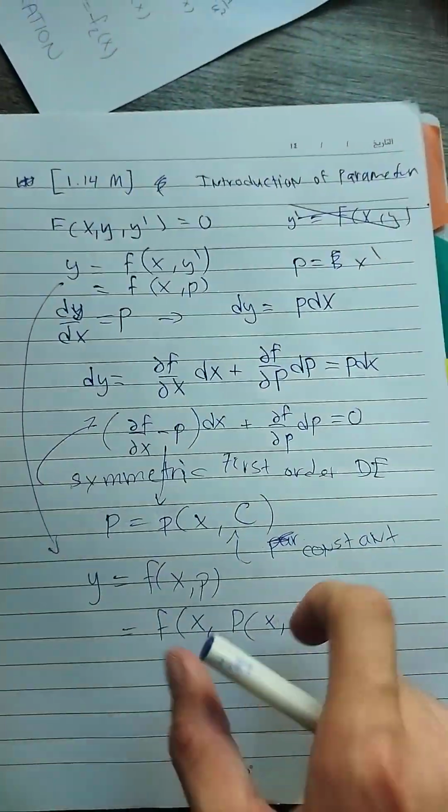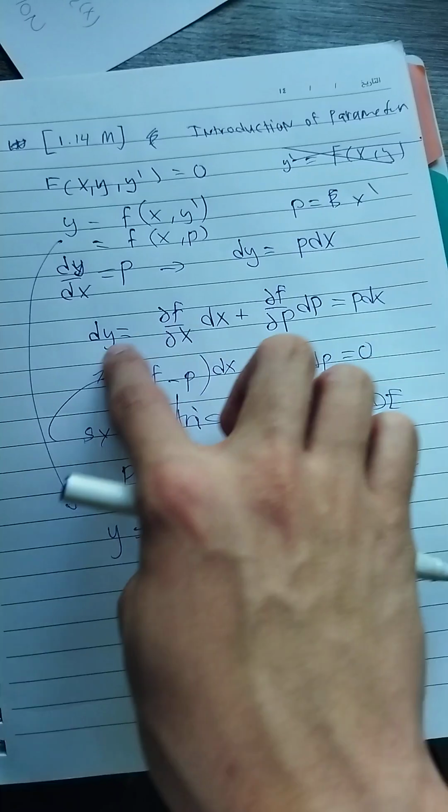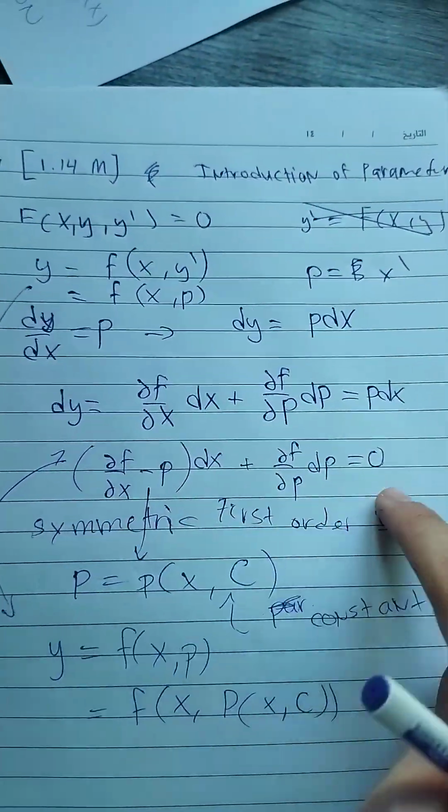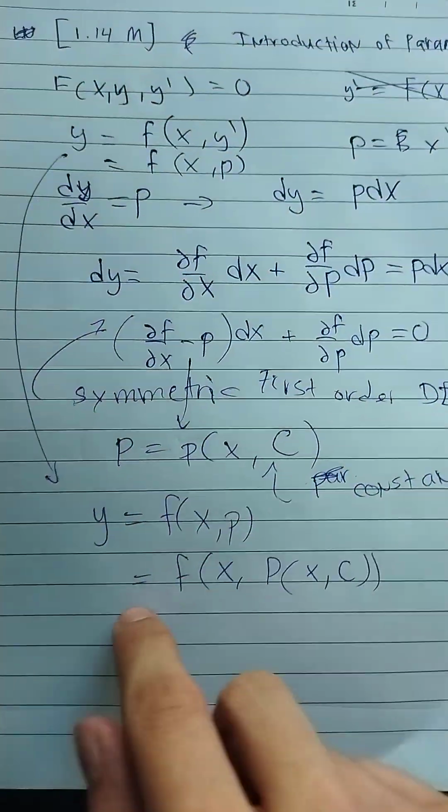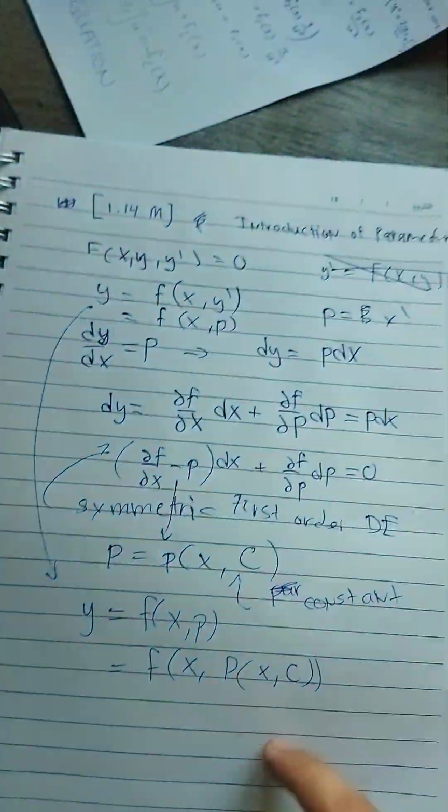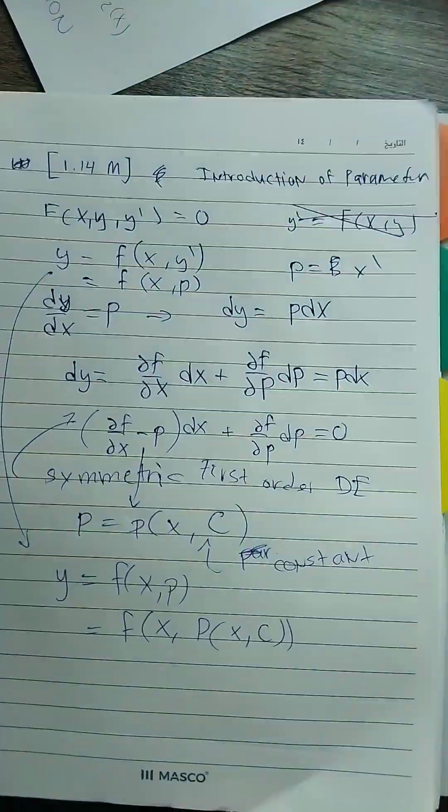And yeah, that's it. So basically, you find this relation using this symmetric first order differential equation, and we substitute it in for this. That's what the introduction of a parameter method is.